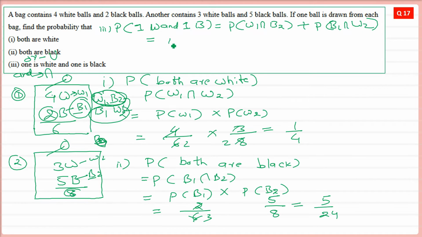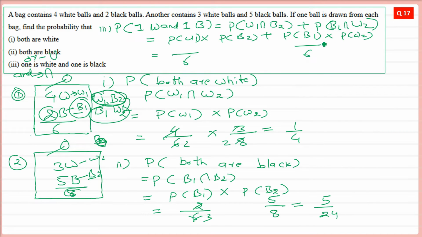Now these are independent probabilities. So we can write P(W1) multiplied by P(B2) in the first case plus probability of B1 multiplied by probability of W2. So probability of W1 will be what? Wherever you have 1 1, first put the denominator as 6. It will be better.